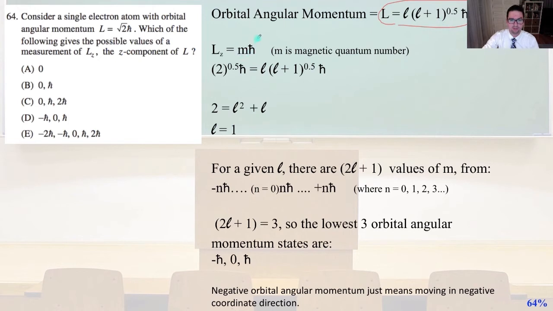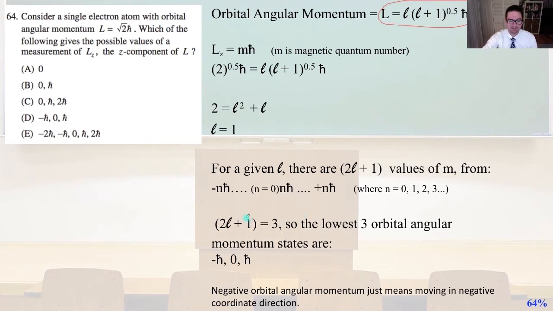So L z equals m h bar. m is the magnetic quantum number. So the square root of 2 h bar equals the square root of lowercase l times l plus 1, times h bar. 2 equals lowercase l squared plus l, and l equals 1. For a given l, there are 2l plus 1 values of m, from negative l h bar up to positive l h bar, in integer steps.